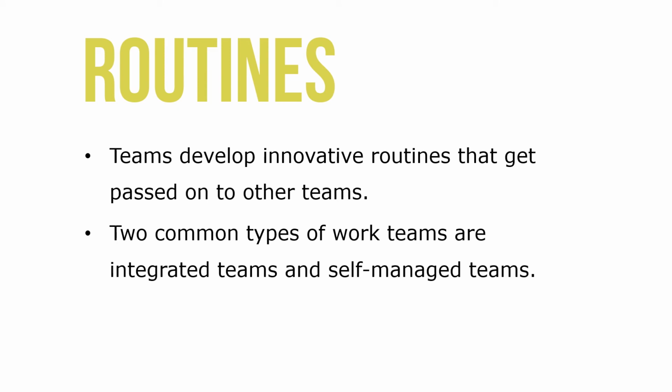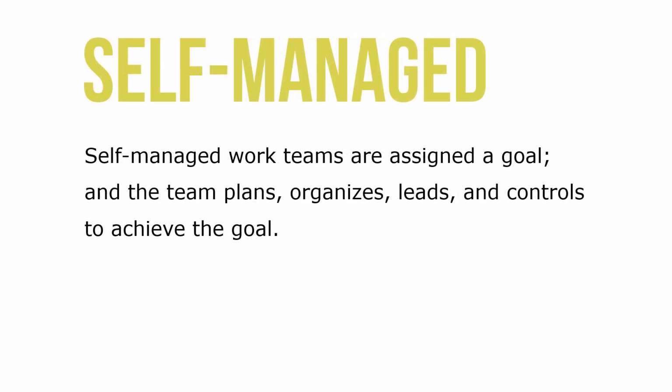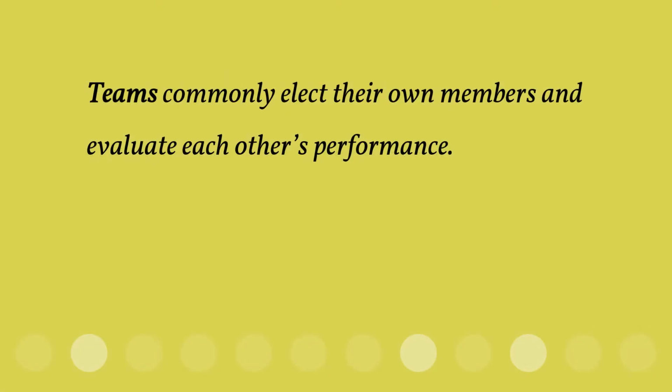Two common types of work teams are integrated teams and self-managed teams. Integrated work teams are assigned a number of tasks by a manager, and the team in turn gives specific assignments to members and is responsible for rotating jobs. Self-managed work teams are assigned a goal, and the team plans, organizes, leads, and controls to achieve the goal. Teams commonly elect their own members and evaluate each other's performance.